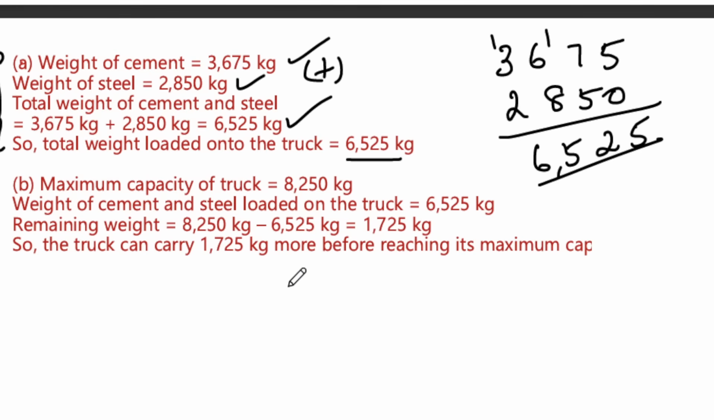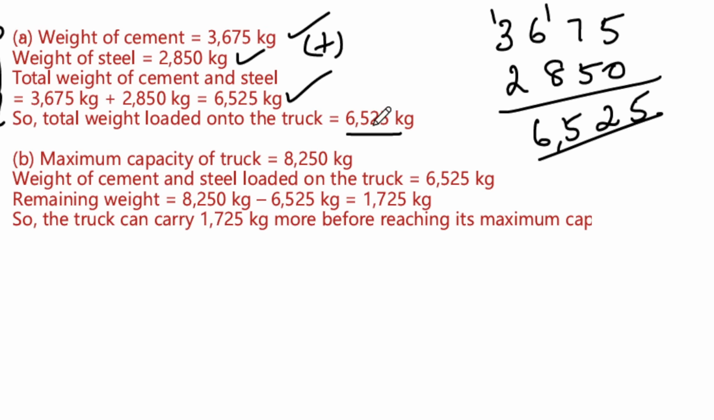Okay. Next, maximum capacity of the truck. What is the maximum capacity of the truck? The truck can hold only up to 8,250 kilograms. Okay. The weight of the cement and steel on the truck is already 6,525. So remaining, how you have to do? You have to subtract these two and find the answer. So 8,250 minus 6,525 is 1,725.